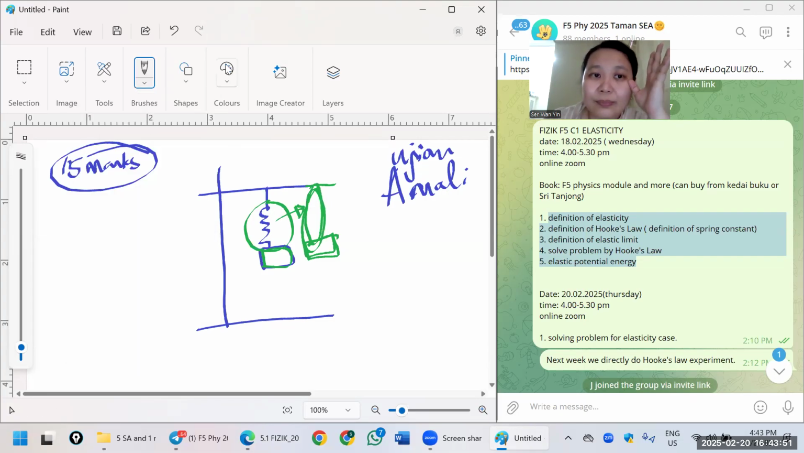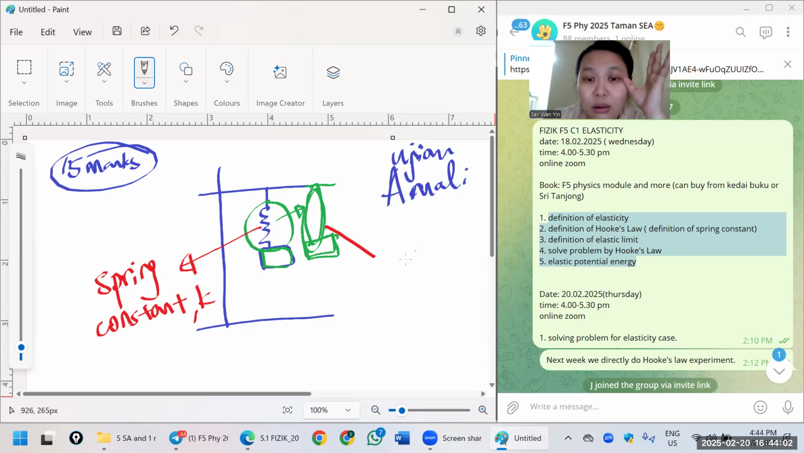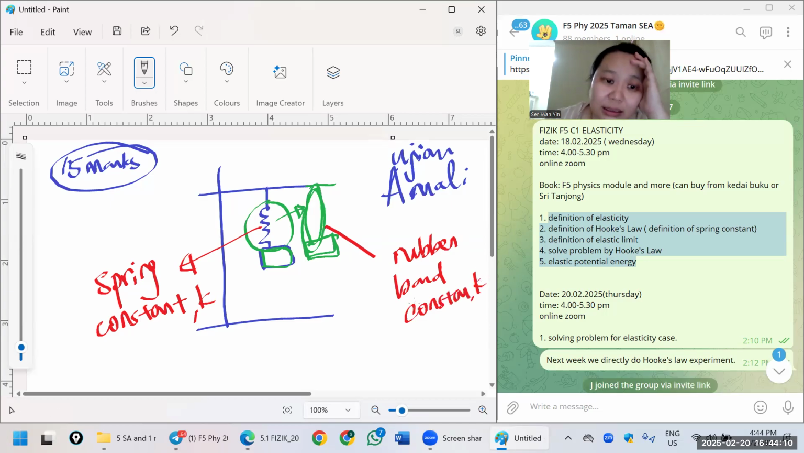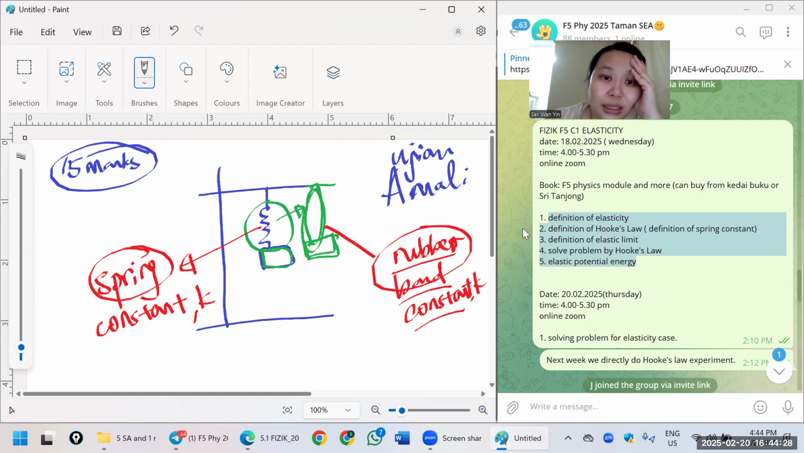And at this time, for a spring, we call it spring constant. For a rubber band, we call it rubber band constant. But actually it's the same thing, understand? Question: do we have to write rubber band constant instead of spring constant if we use a rubber band? Yes, please write rubber band constant, because spring is spring, rubber band is rubber band.